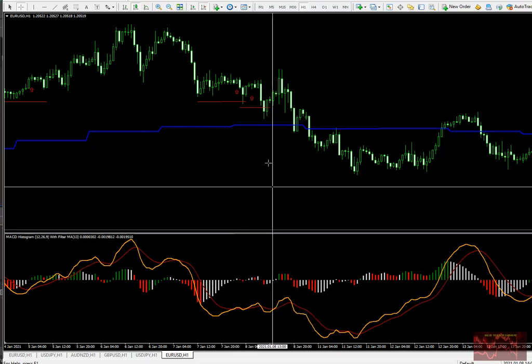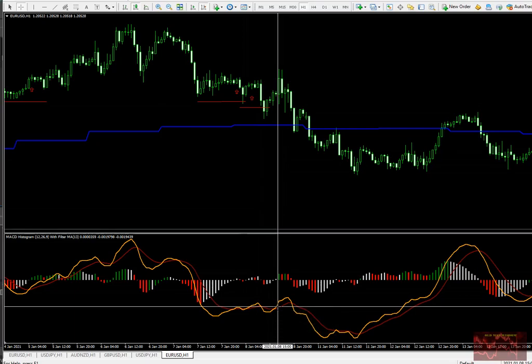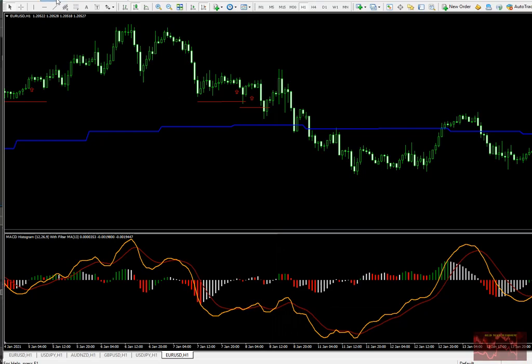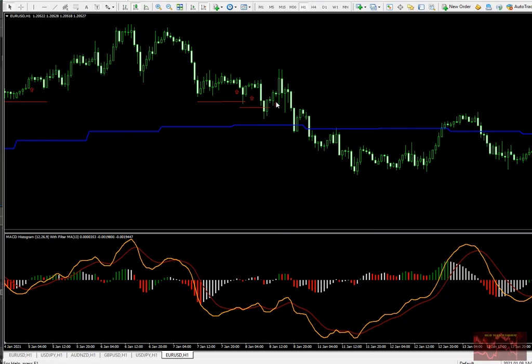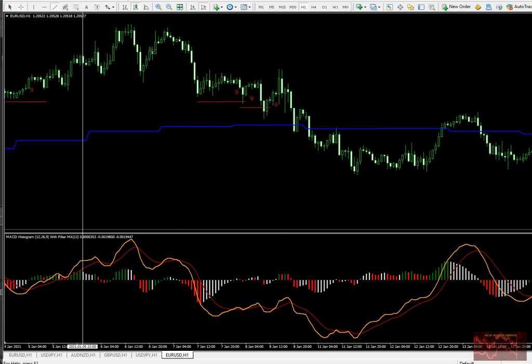Down here, look, price is still above the moving average, and there's yet another crossover. This time it's just there. So again, your stop loss would be there.